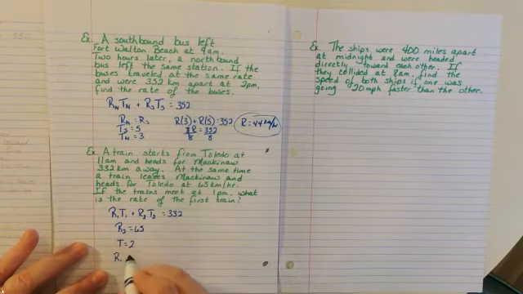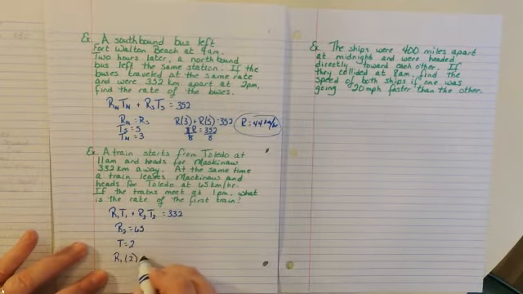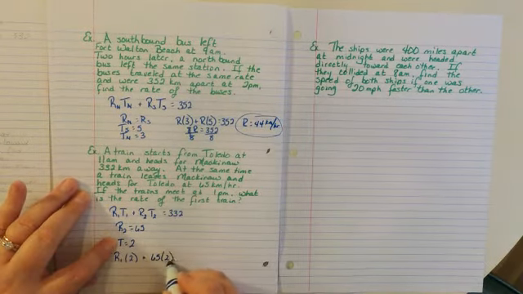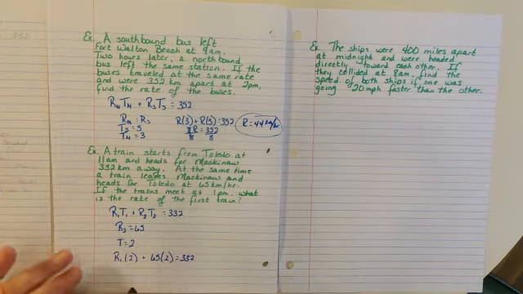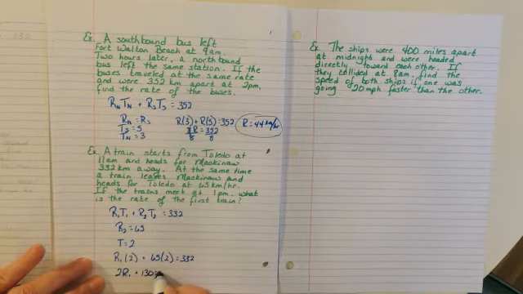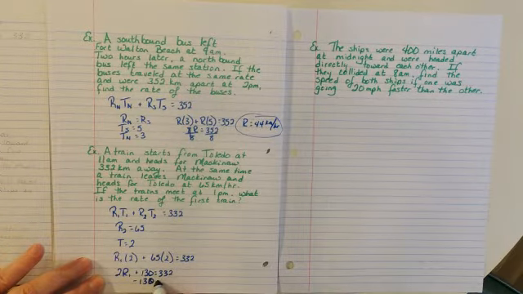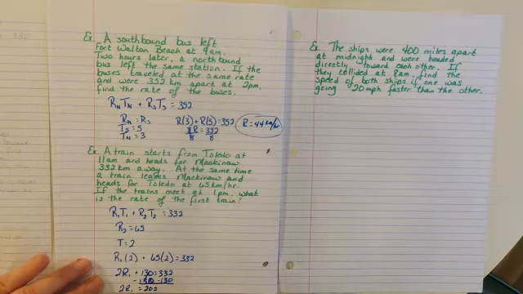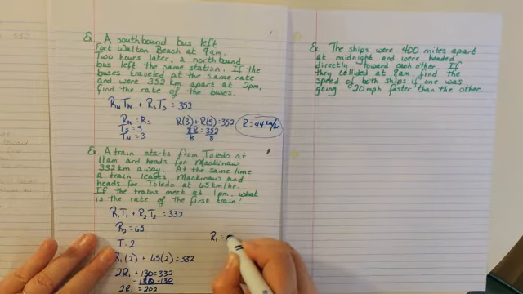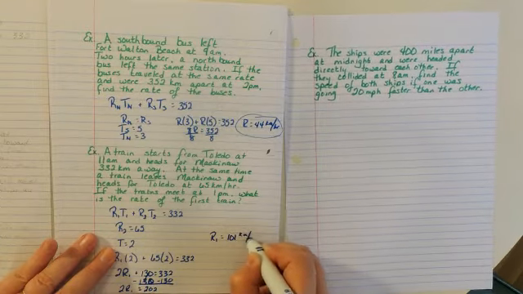So R1 times the time, which is 2, plus R2, which is 65, times t, which is 2, equals 332. So we have 2 times the rate of train 1 plus 130 equals 332. Subtract 130 from both sides. And 2 times rate 1 equals 202. So the rate of train 1 is going 101 kilometers per hour.